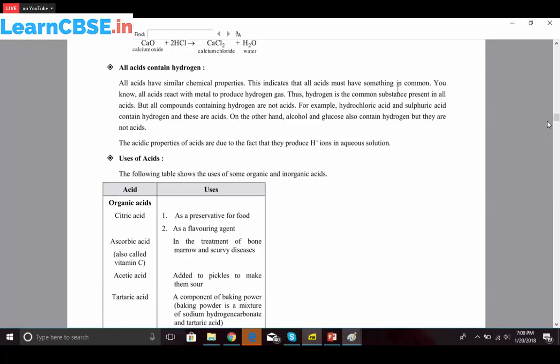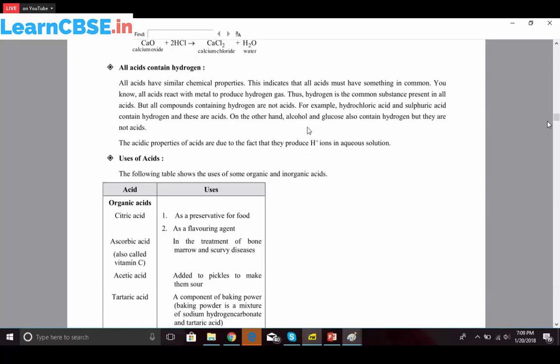So all the acids must have something in common. We know that when all the acids react with a metal, they produce hydrogen gas. So it means that hydrogen is the common substance present in all the acids. But all the compounds containing hydrogen are not acids. So how can we come to know whether it is an acid or not? When we dissolve it in water, it should be capable of producing H plus ions. Then we call it an acid.